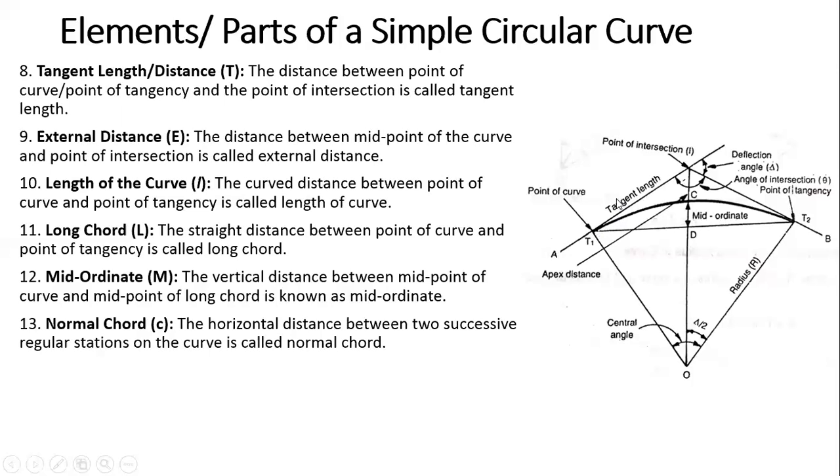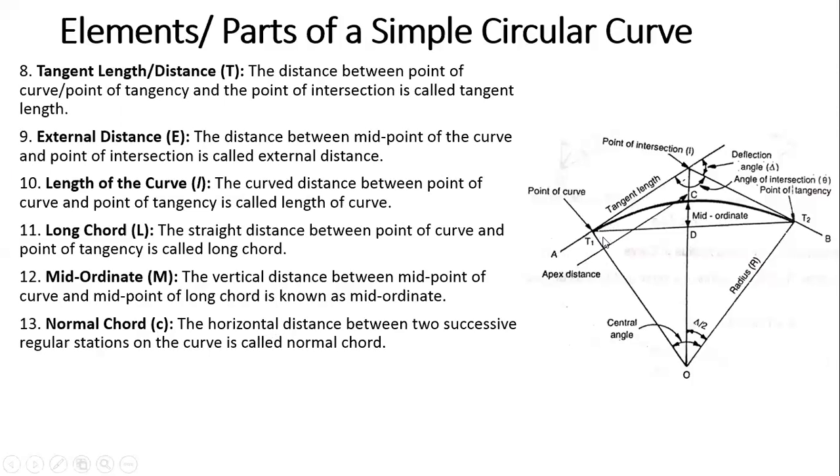So what will happen? The first chord, if you join T1, your first point on the curve, and the full tape length somewhere here, this chord from here to here is called your subchord. This is always less than the tape length, that is 20 meter or 30 meter, because you are measuring the distance from the back side. So it is not necessary that the full chain length will be at 20 meter. Clear?